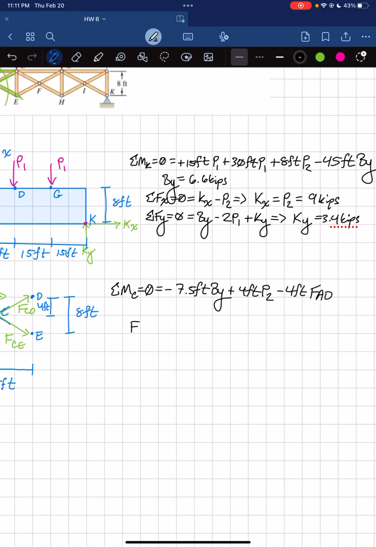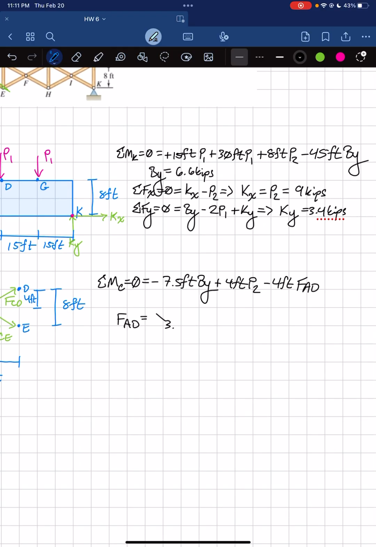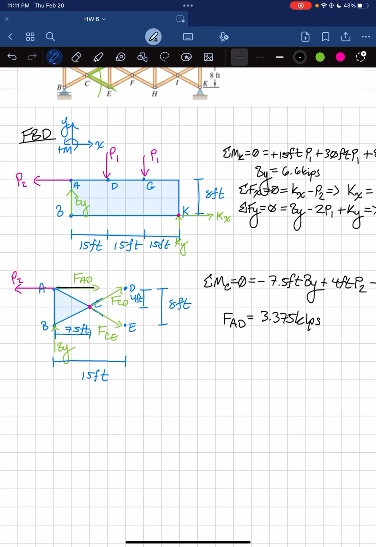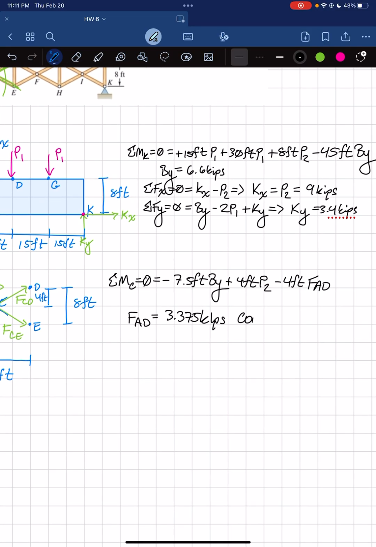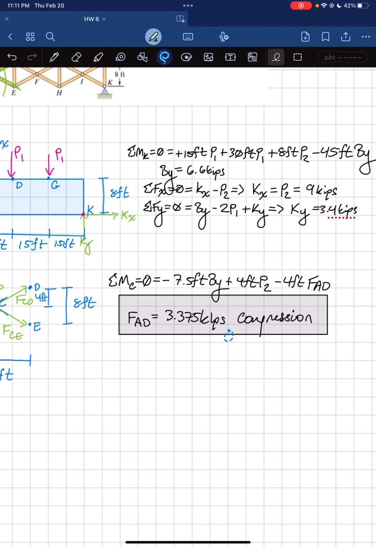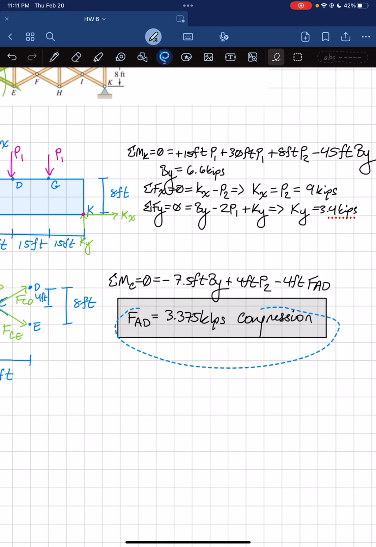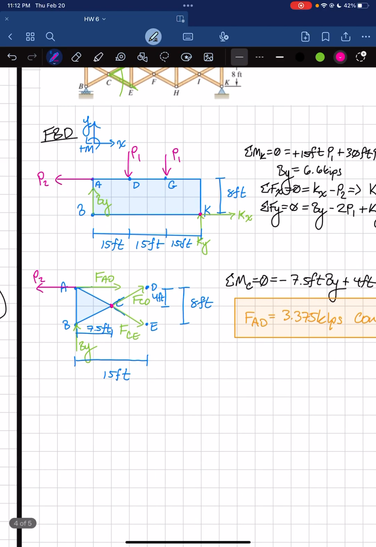All right, and then we can use algebra to rearrange that and get that our FAD is 3.375 kips. And since that is going inward here from point A, we get that that is a compressive force. All right. So we found one of the forces that we're looking for. And then after this, we can isolate one of the other ones.